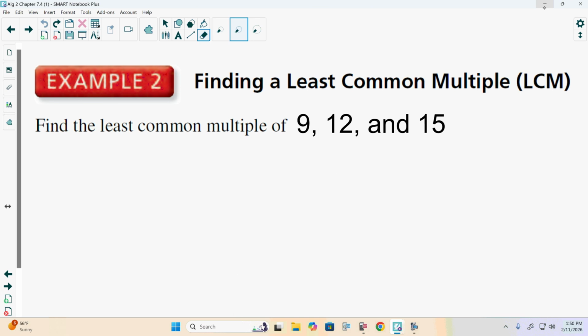Was this here, finding the least common multiple of these three numbers. We did it. Yep.